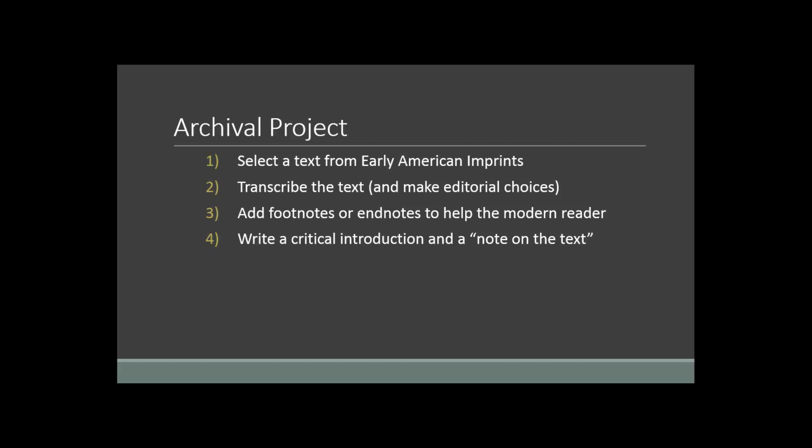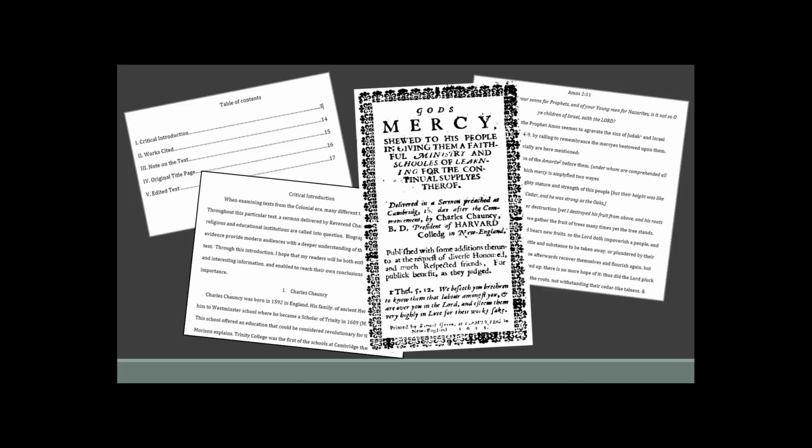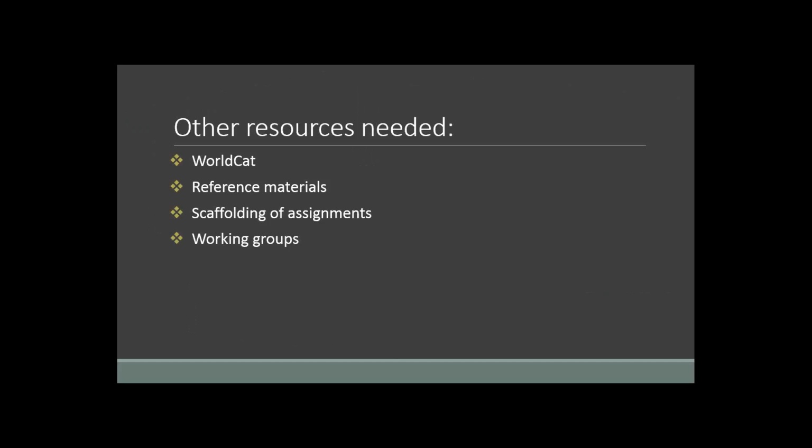And so I ended up with products that looked something like this: a table of contents listing the inclusions, a critical introduction, the transcription of the text, and as I said, usually a picture of the original title page. They really found those title pages fascinating, so they liked including those. In order to get to this final product, there were other resources that they needed to use as well. So I introduced them to WorldCat because I wanted them to work with texts of which no modern edition existed.